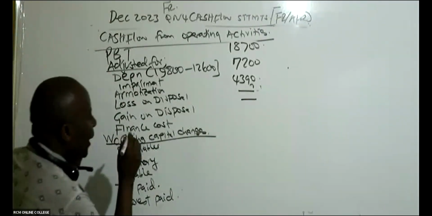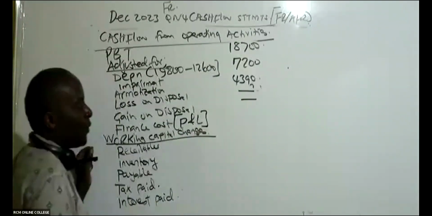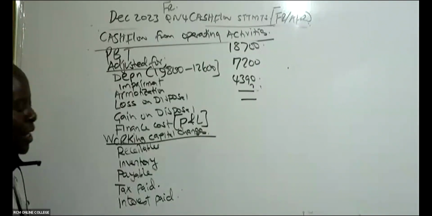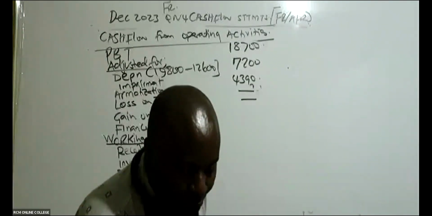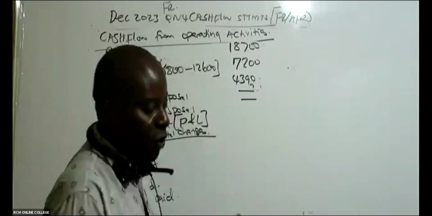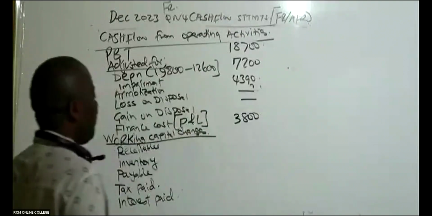Then here, the finance cost: we normally pick the finance cost given in the profit and loss. Are you able to see any finance cost given there in the profit and loss? You pick it the way it is. Is there somebody who is able to see 3,800? You pick it the way it is, 3,800.